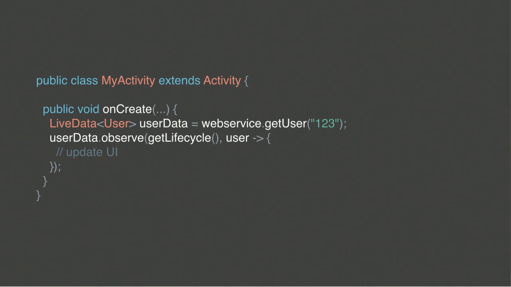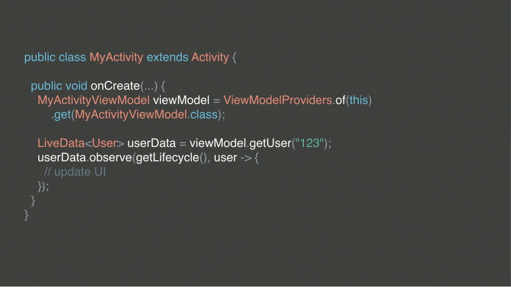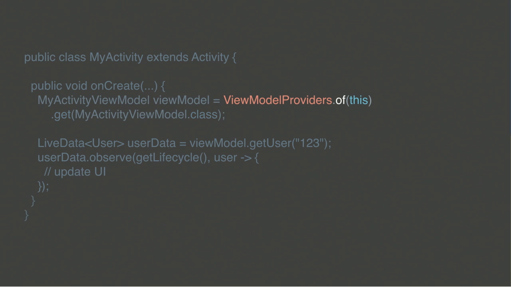Fine. We had this code in our activity. Now we need to get this live data from ViewModel. To get it, we need to get ViewModel somehow. So this is how we do it. Let's take a precise look at it. First of all, we need to get a ViewModelProvider object. This is an object which is associated with a fragment or an activity. It knows how to get an already existent ViewModel from it, or how to create a new one if there is no existent ViewModel. After that, we request our MyActivityViewModel. And later, everything is quite simple. We get the user data, we observe it to update the UI.